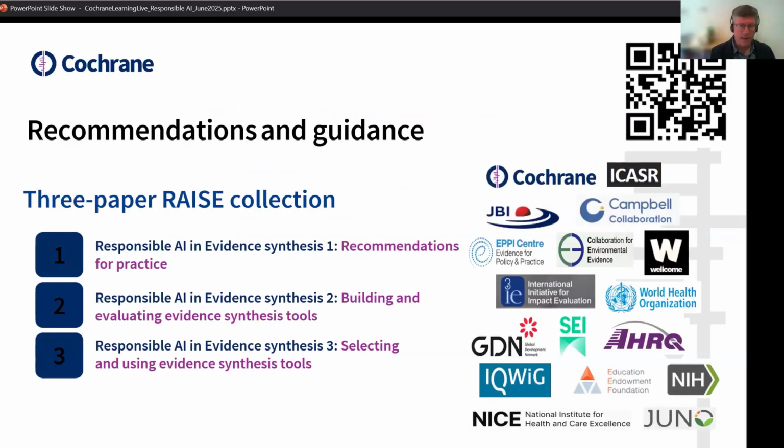So they went up today, 3 new papers on the Open Science Framework, and that QR code should take you to them. There's document 1, which is recommendations for practice, and that goes through each of those roles that I've talked about and articulates the recommendations in a lot more detail than I've taken you through here. Document 2 then is a supporting document, which is around building and evaluating evidence synthesis tools, and also contains guidance about how to report evaluation studies. And then the 3rd document is a very user-facing document, which is around selecting and using evidence synthesis tools.